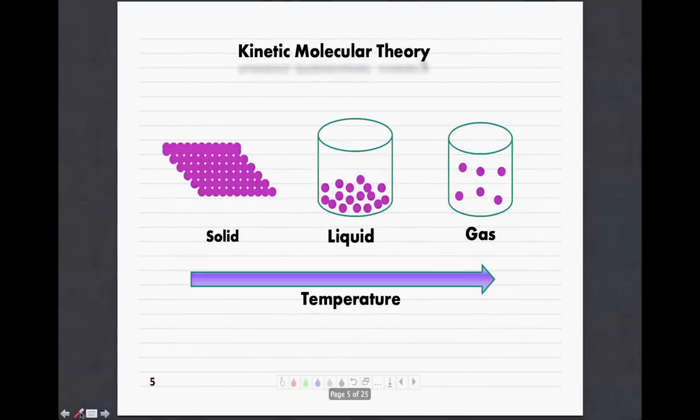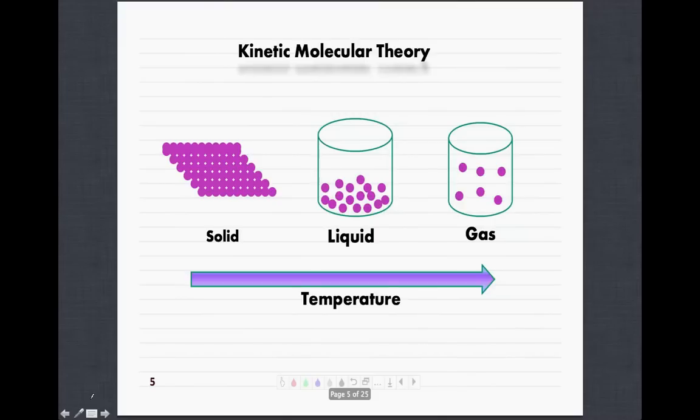Now, usually the particles of the solid are closer to each other and compact. For the liquid, they are a little bit far apart, but not too much. For the gas, they are far, far away from each other. Okay? Now, to go from the solid to the liquid, we usually heat the material. We heat the ice to go from ice to water.